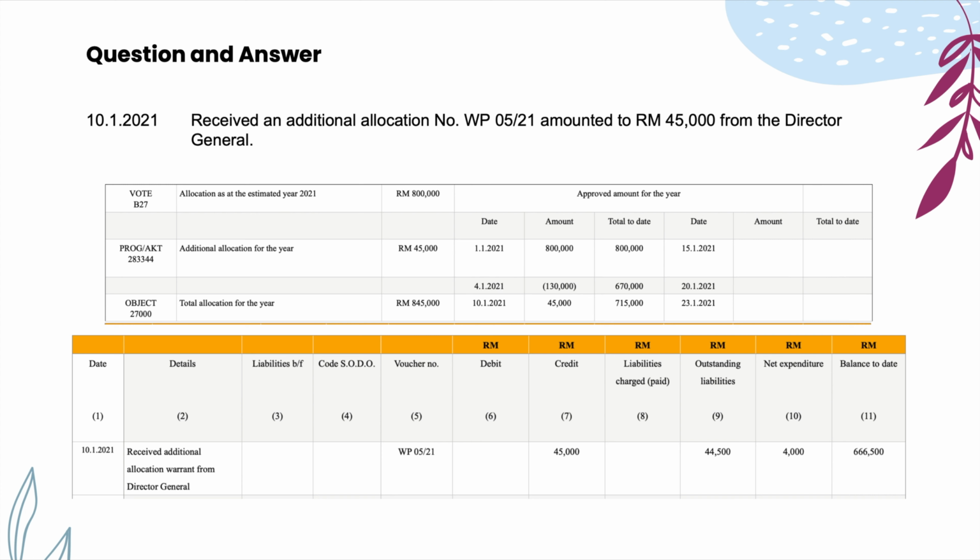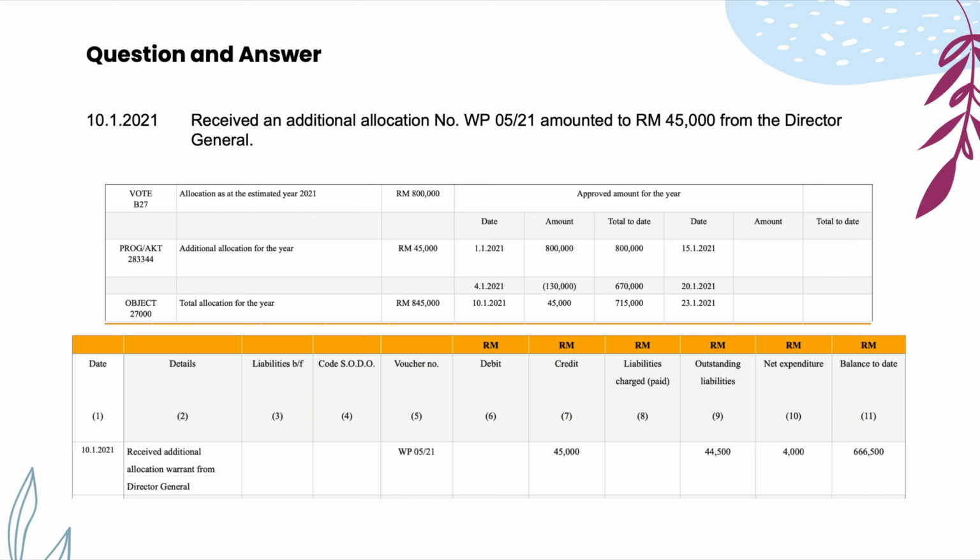Received an additional allocation number WP05/21 amounting to 45,000 ringgit from the Director General. It will affect Part 1, Part 2 and Part 3 columns. In Part 1, we will record the additional allocation for the year with the amount of 45,000 ringgit.